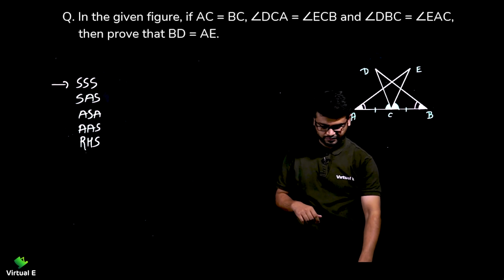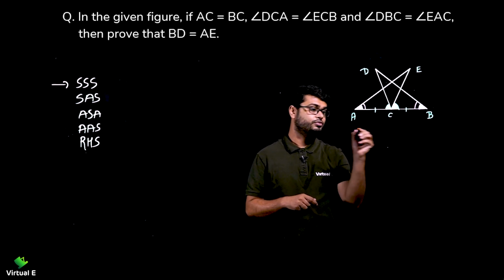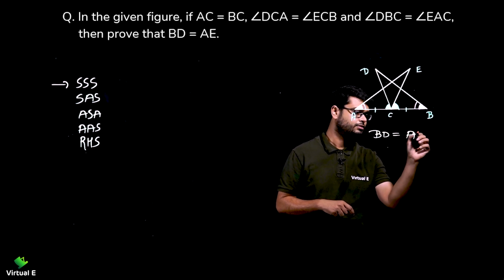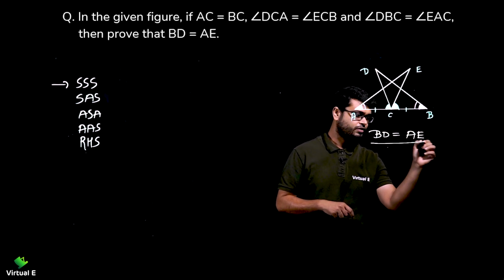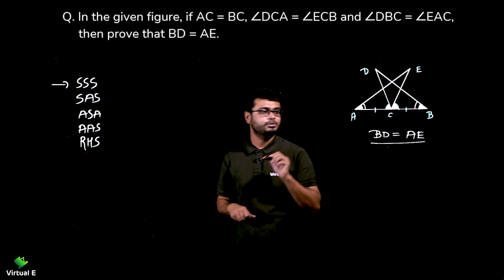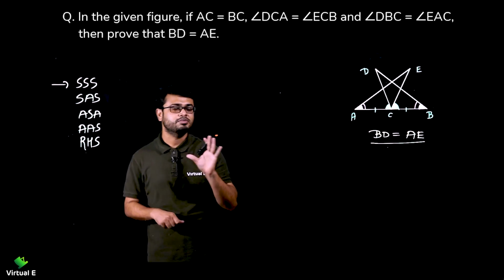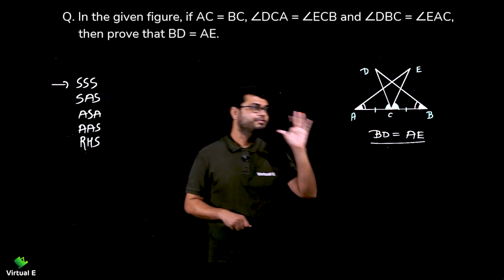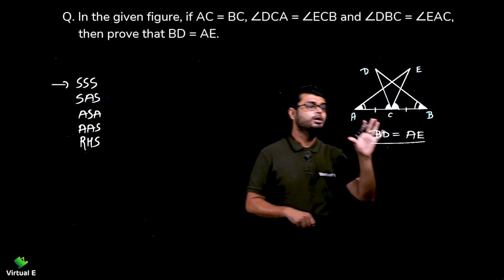So how shall we start? First of all, let's mention what we need to prove equal. We need to prove BD is equal to AE. This is what we need to prove equal. And I told you, first of all, what is the most important step in this kind of question? To identify which triangles we need to prove congruent.